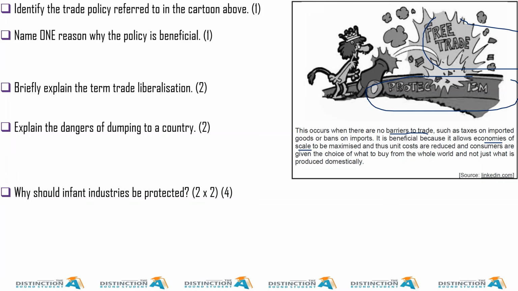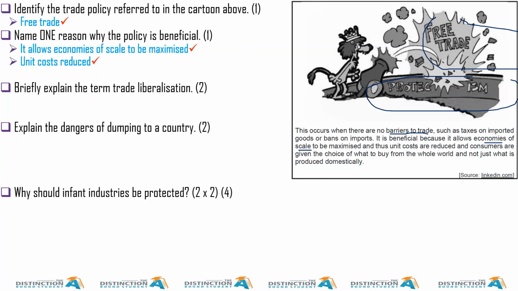Let's find out. Identify the trade policy referred to in the cartoon above. That'll be free trade. Name one reason why the policy is beneficial. Okay, one of the reasons is that it allows economies of scale, and that means countries can make the goods at a cheaper price if they're mass producing. It's as simple as that.